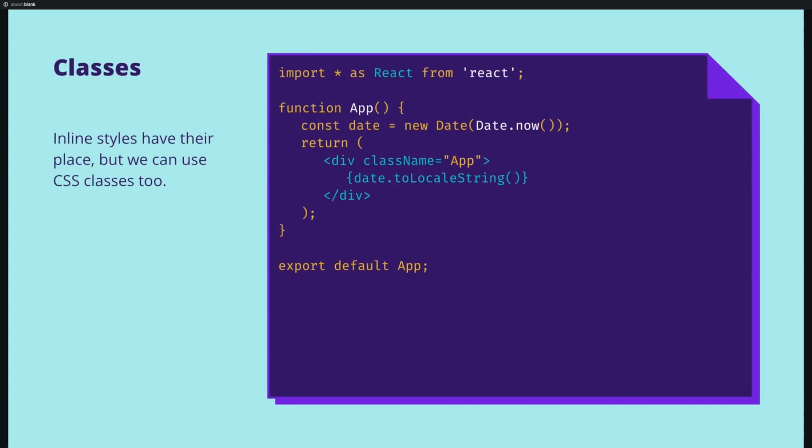Inline styles have their place, but we can use CSS classes in JSX, just like we do in HTML. You can see here that I'm passing the className attribute with a capital N. This replaces HTML's class attribute and accepts a string where you can specify the class name. Now we can use class names, we can make our app look really unique.